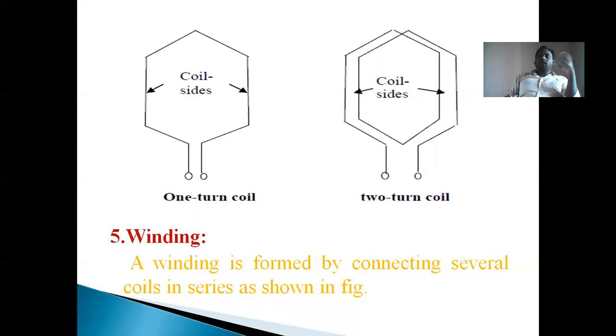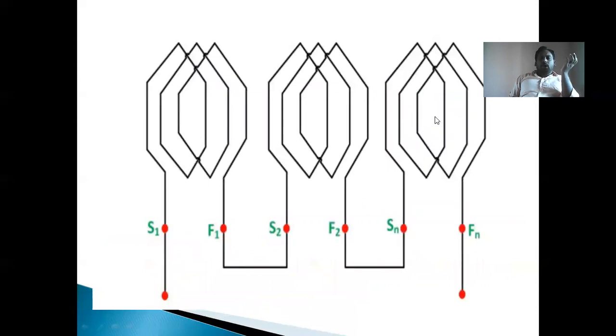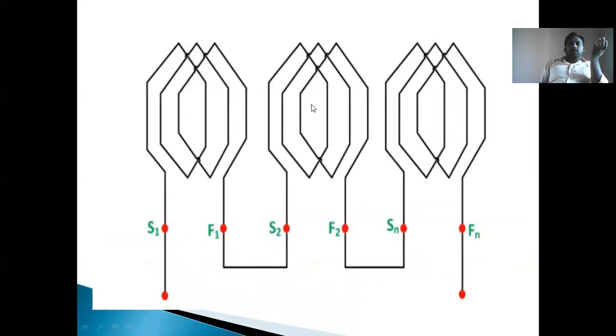Such a winding is arranged in the armature circuit, and it is called the armature winding. Next, this is a simple armature winding. This is one coil, this is another coil, and this is another coil. Totally, there are three coils here. This is the starting end of the first coil, S1. This is the finishing end of the first coil.